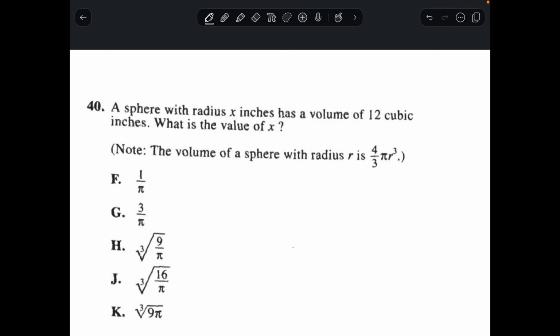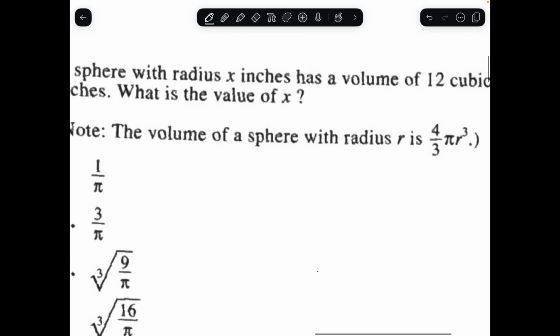On to question 40, which says, a sphere with radius x inches has a volume of 12 cubic inches. What is the value of x? Note the volume of a sphere with radius r is 4/3 pi r cubed. So first I'll just rewrite the formula. V equals 4/3 pi r cubed, right? This is the volume of a sphere.